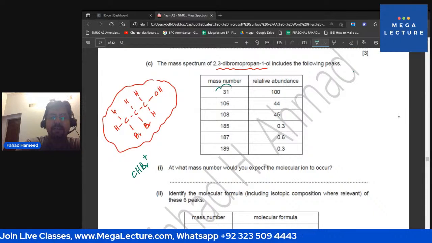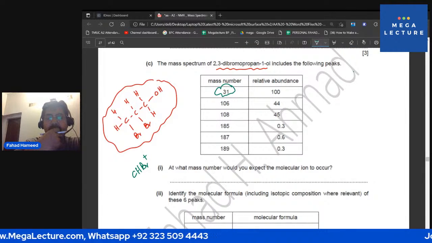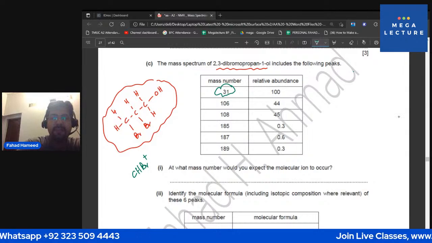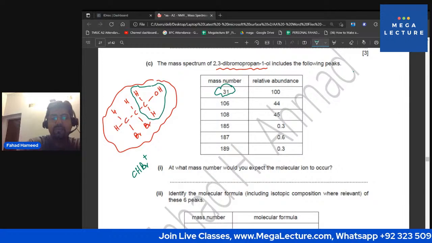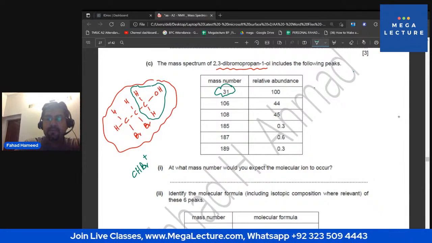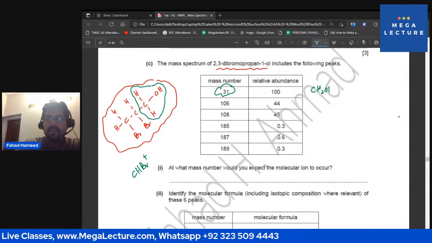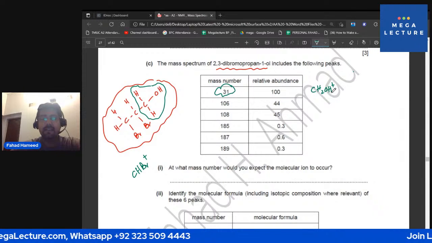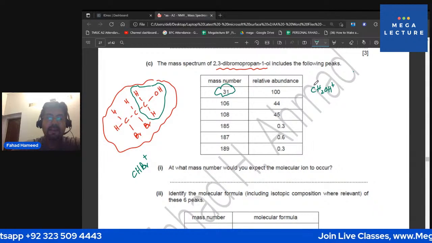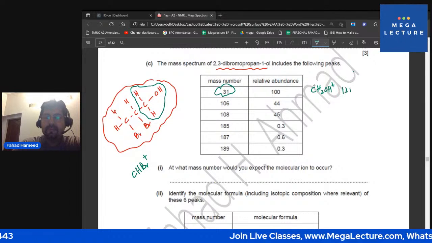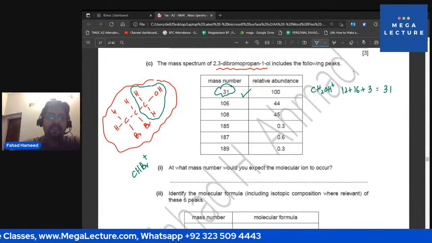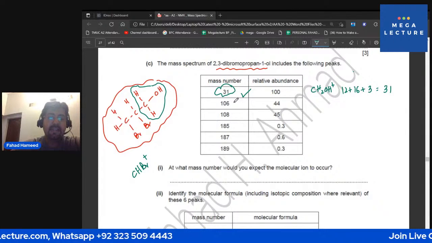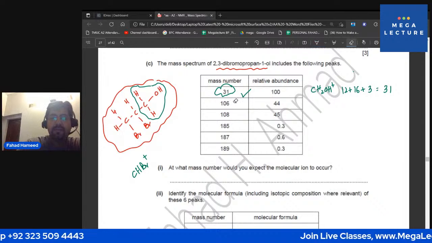So I'm going to go for 31 first. What fragment will have a mass of 31? I think it's this one: CH2OH plus. Is that 31? That is 31. Oxygen is 16, carbon is 12, so 12 plus 16 is 28, and there are 3 hydrogens, so that's 28 plus 3, which is 31. So we figured out what 31 is. Then you're getting a detection at 106. So what could be 106?